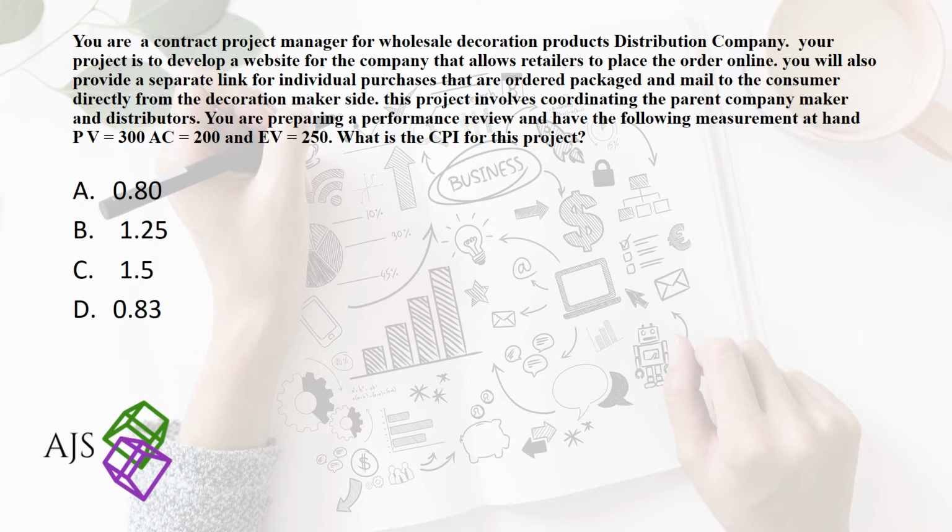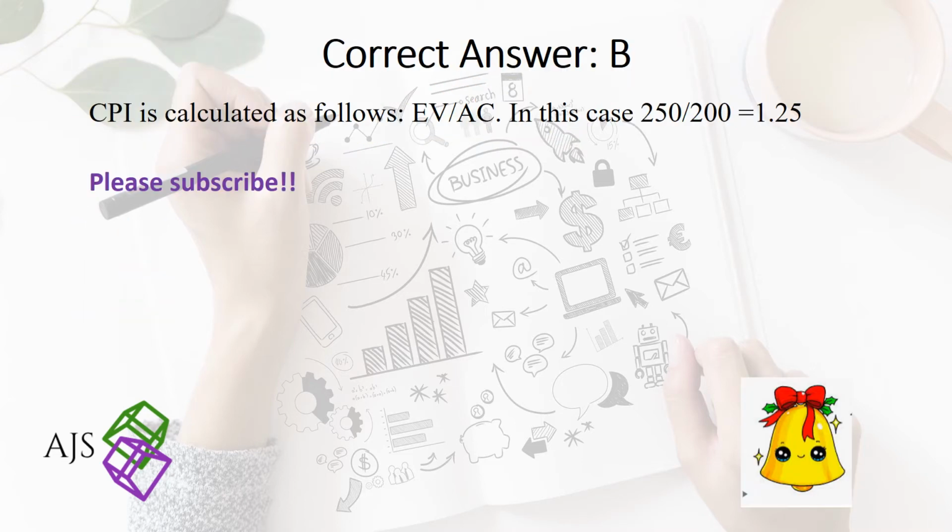Present value is equal to 300. AC is equal to 200, estimated value is equal to 250. What is the CPI for this project? A 0.80, B 1.25, C 1.5 or D 0.83. And the correct answer is B. CPI is calculated as follows: EV divided by AC. In this case, 250 divided by 200 is equal to 1.25.